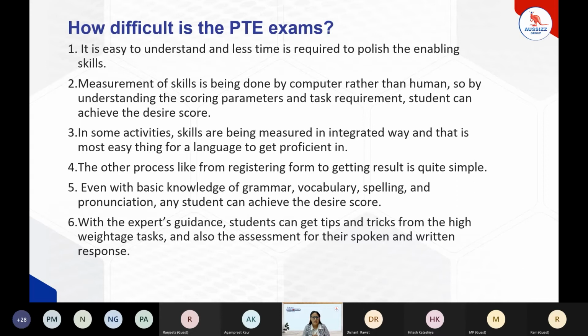Why expert guidance? Because in PTE exams, speaking is there and writing is there, so we are always looking forward to feedback. The way I am speaking, is it perfect in terms of the PTE requirement or not? That is the most important thing. So expert guidance should constantly be provided to us.